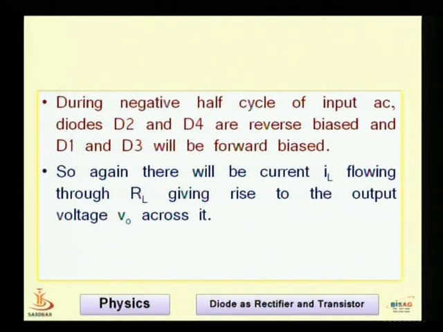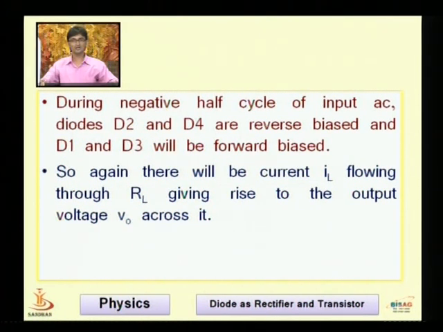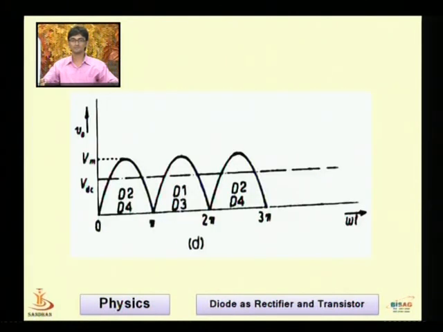Now during the positive half cycle, D2 and D4 are in conducting mode and D1 and D3 are in reverse bias. In the negative half cycle, D1 and D3 are in conducting mode and D2 and D4 will be in reverse bias mode. So again there will be current IL flowing through the RL, giving rise to the output voltage V0 across it. So this is the complete output waveform for the bridge rectifier.